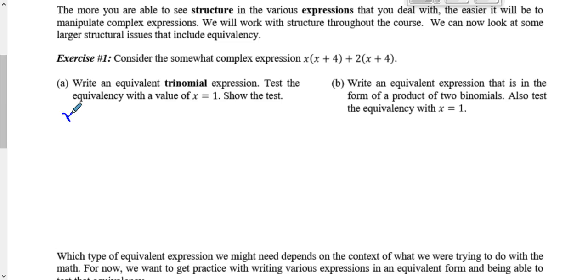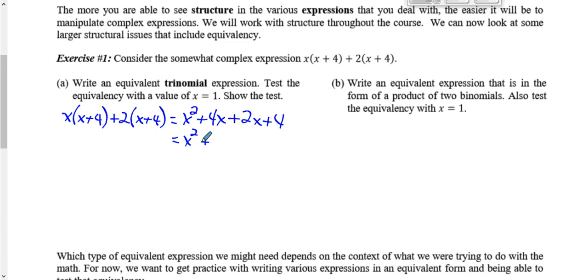So x times x plus 4 plus 2 times x plus 4 equals, let's distribute this x through. What do we get? It's x squared plus 4x. Now let's distribute the 2: 2x, plus 8. And we'll combine like terms. x squared plus 6x plus 8. Okay?